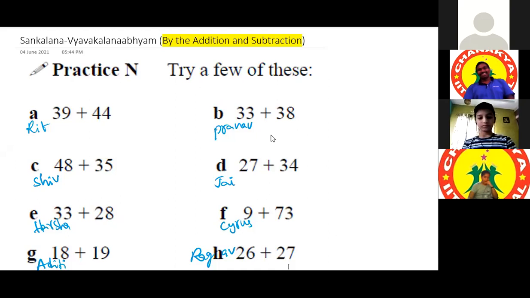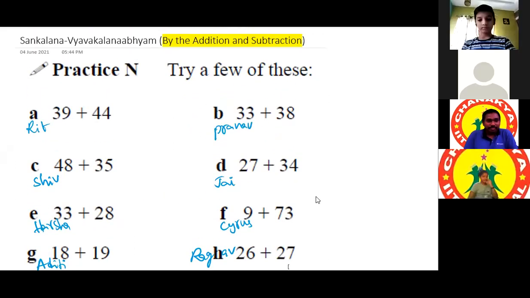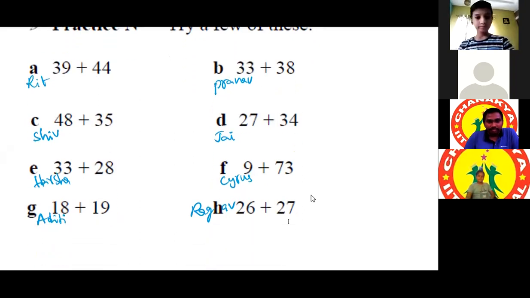Okay. Now we have only up to H. Let us do one thing. Whoever got the chance in this exercise, these persons will not get the chance in the next exercise. We'll give the chance to the new persons, other than these eight persons.